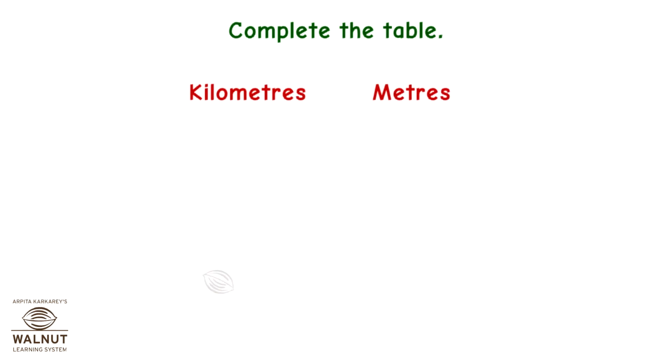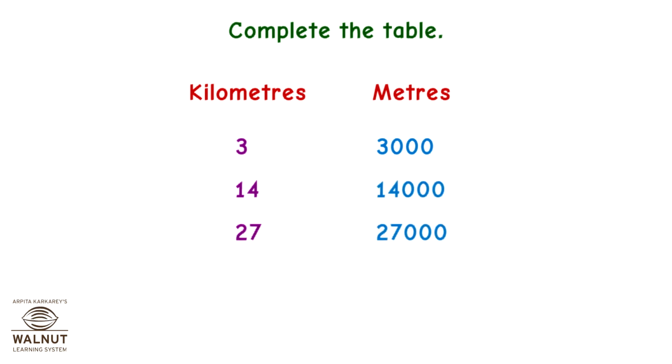Complete the table. 3 kilometers is 3,000 meters. 14 km is equal to 14,000 m. 27 km is equal to 27,000 m. 48 km is equal to 48,000 m. 203 km is equal to 2,03,000 m.